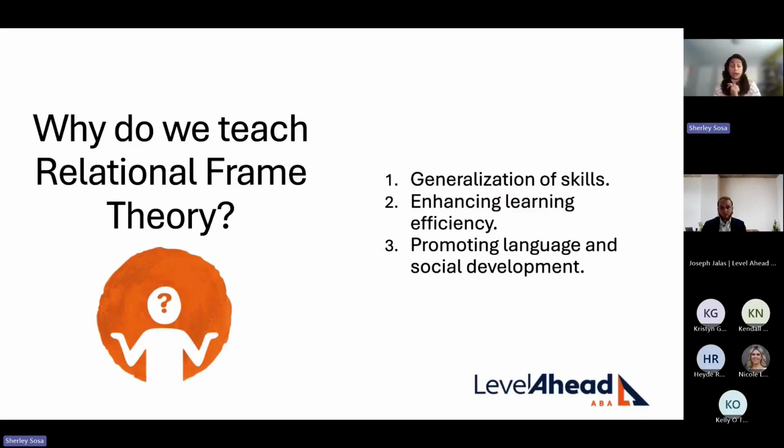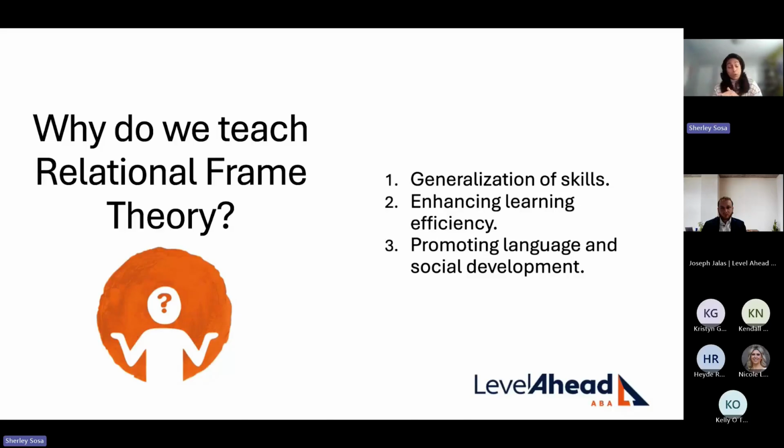We teach it to generalize skills, to promote the establishment of functional relationships between stimuli, and that it's going to lead to generalization, to enhance learning efficiency by reducing the amount of time and effort required of skill acquisition, because we are not going to use 1,000 pictures, and it's going to promote language and social development. When a person is able to make derived relationships, they can learn to understand and apply language more efficiently.